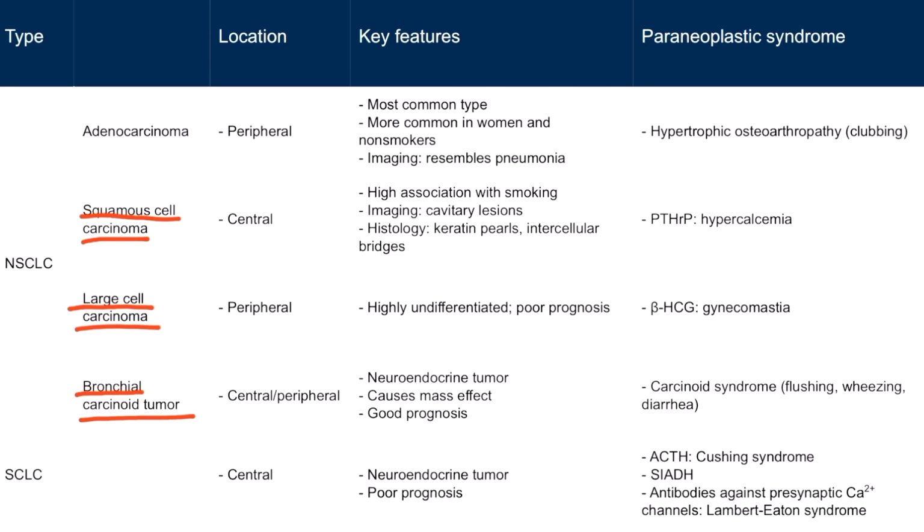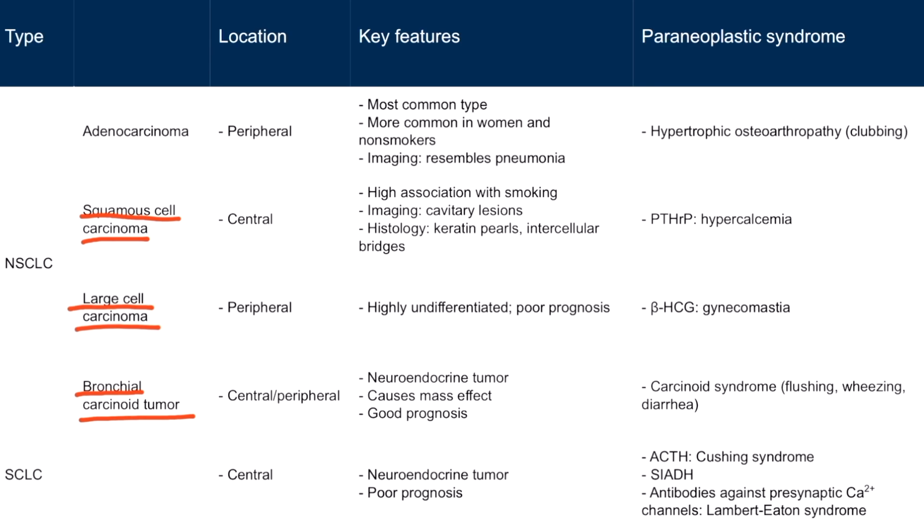Bronchial carcinoid tumors can cause carcinoid syndrome, resulting in flushing, wheezing, and diarrhea due to the release of serotonin by these cells. Note that wheezing in patients can be due to the mass effect produced by the tumor or the bronchoconstrictive effects due to the release of serotonin.